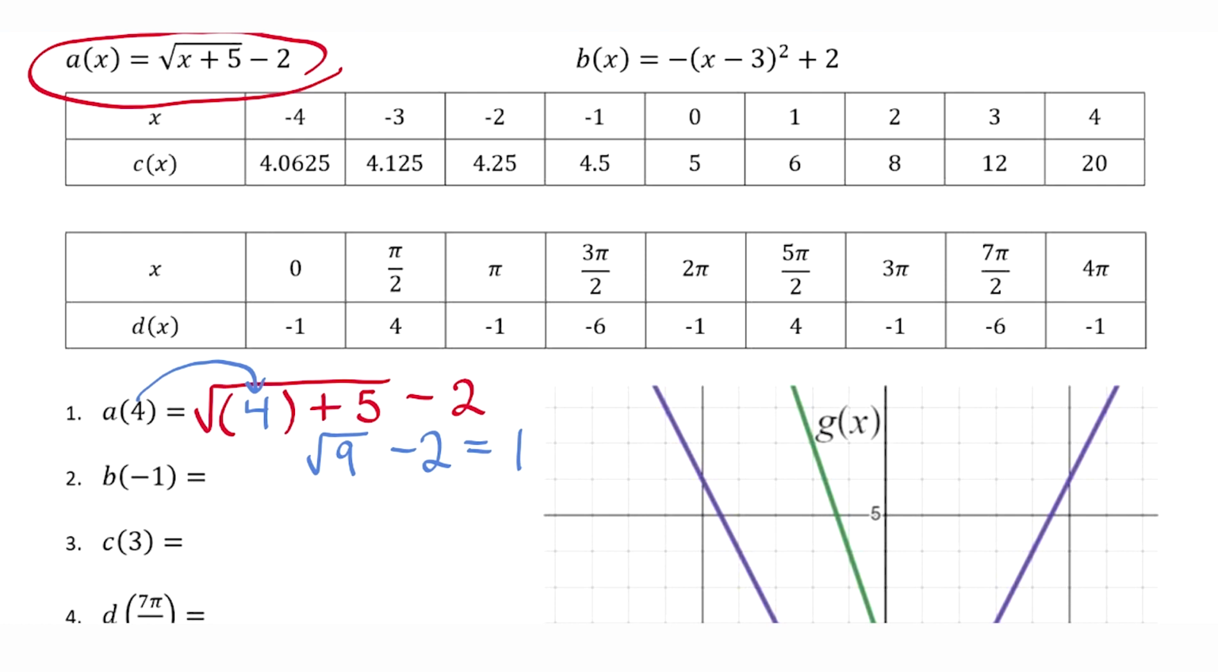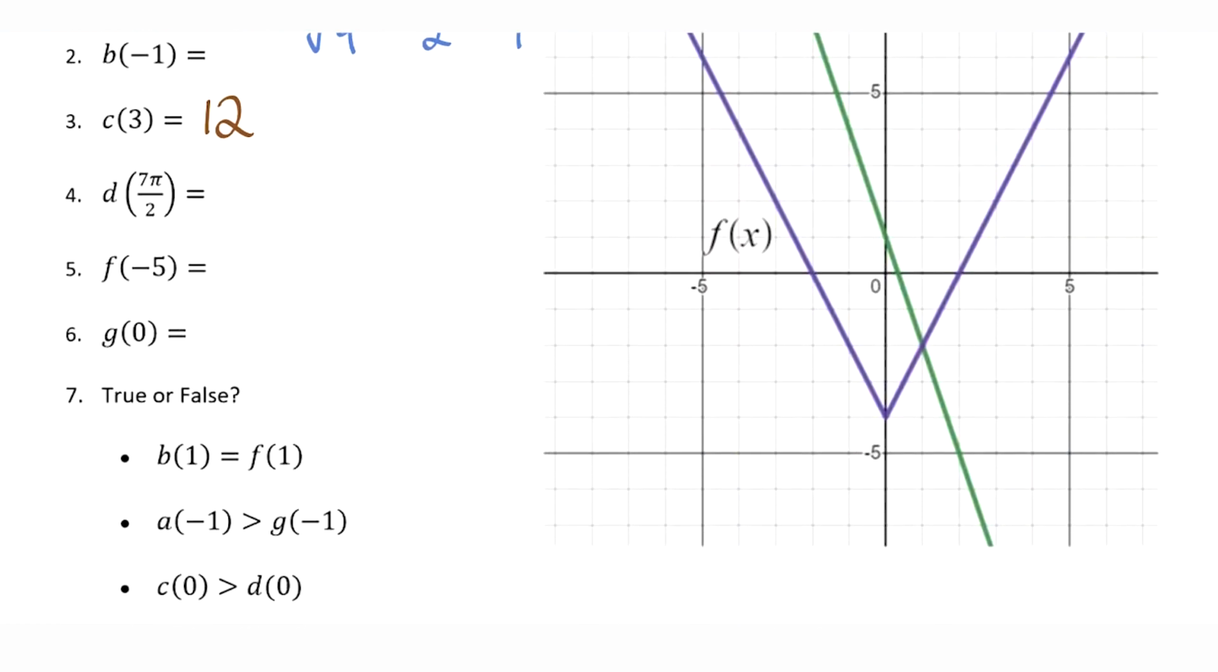To answer something like number 3, it says what is the value of c of 3? So if you follow my markings here, on the table you'll see that in the x row, the row of x values, this is the x value equal to 3. And the value that goes with it is its function value. So this 12 is c of x. So when x is 3, c of x is 12. Therefore, for number 3, you can just say that the answer for c of 3 is just 12.